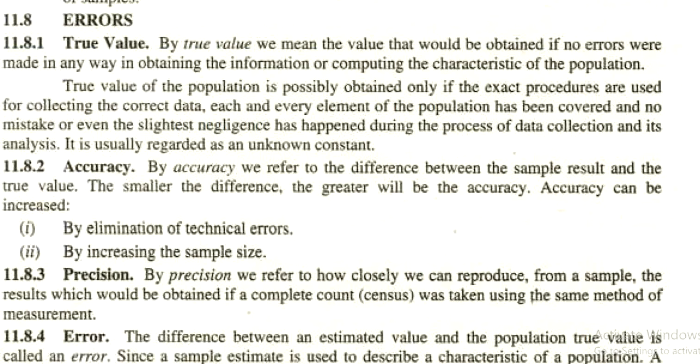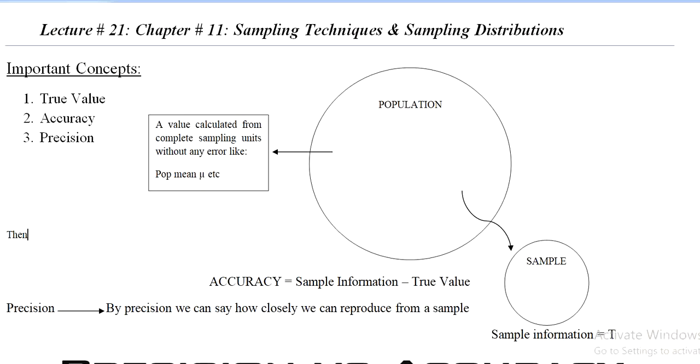Now, the next concept is precision. So let's talk about it. Precision, by precision we refer to how closely we can reproduce from a sample the results which would be obtained if a complete count, a census, was taken using the same method of measurement. So precision is a concept which tells you how close the samples or the reproduction is.